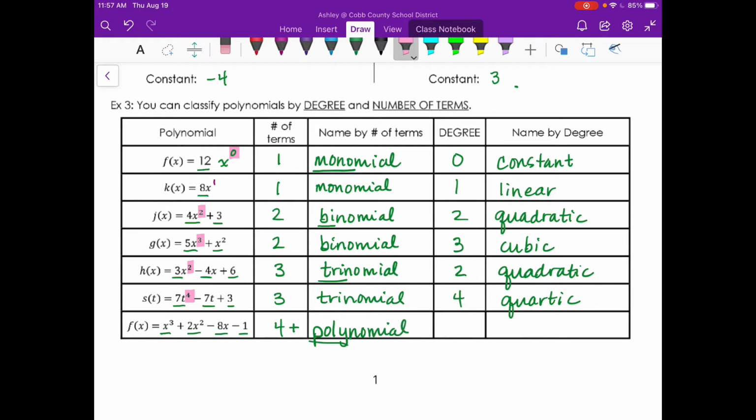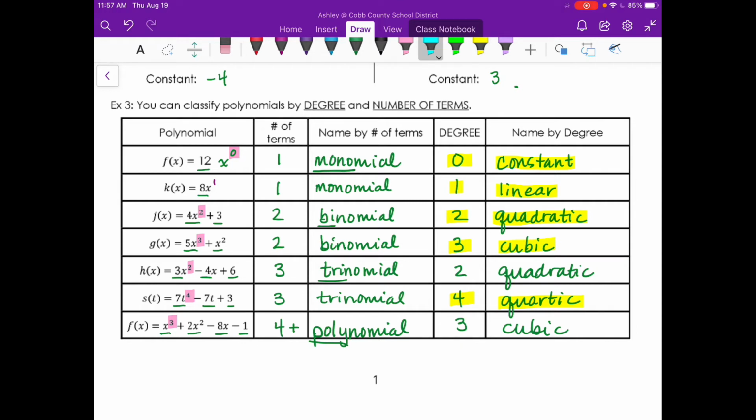And then our degree here is 3. And again, 3 is called cubic. So looking at our list here, if you're wanting to make note, if the degree is 0, we call it constant. If the degree is 1, we call the polynomial linear. If the degree is 2, we call it quadratic. If it's 3, we call it cubic. And if it's 4, we call it quartic.